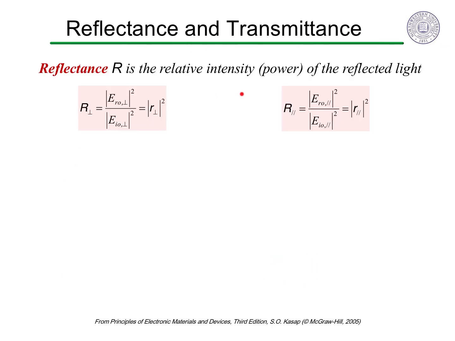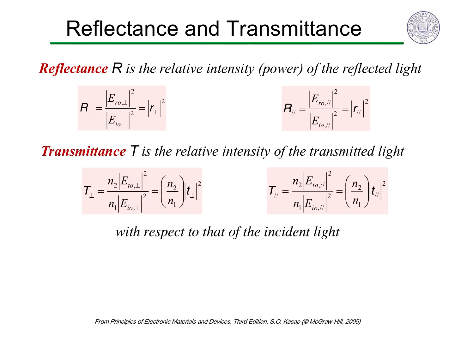The power of an electromagnetic wave is proportional to the square of the amplitude of the electric field. So the relative intensity of the reflected wave, known as the reflectance, can be determined from the Fresnel equations for each polarization. The transmittance is similarly defined for the transmitted wave. By conservation of energy, the fraction of light reflected and the fraction transmitted must add to unity.